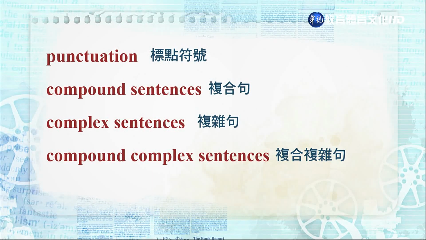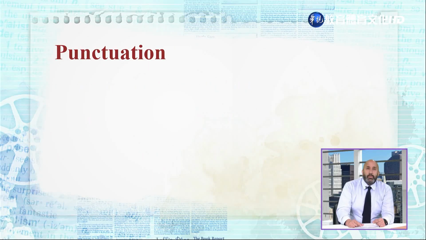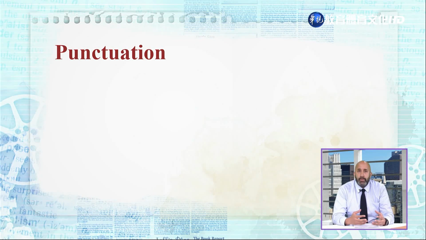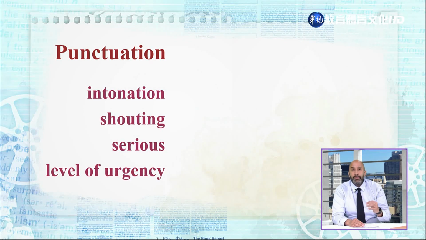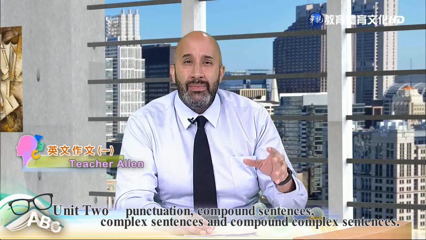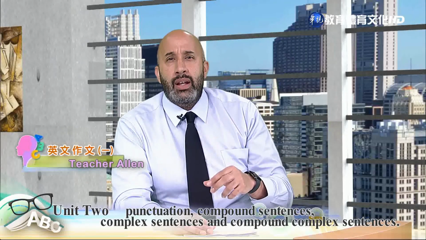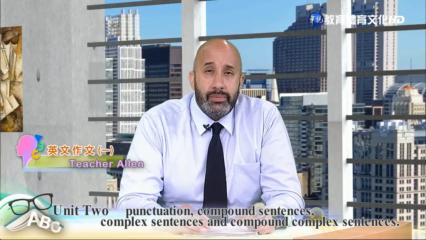So punctuation is important, and this cannot be overstated. It tells the reader about the flow of your writing, where to stop, where to pause, and what information is included where. It also tells the reader your intonation. Are you asking a question? Are you shouting or serious? And the level of urgency. Punctuation tells the reader who is saying what and what words are being emphasized. So let's take a look at a list of English punctuation.